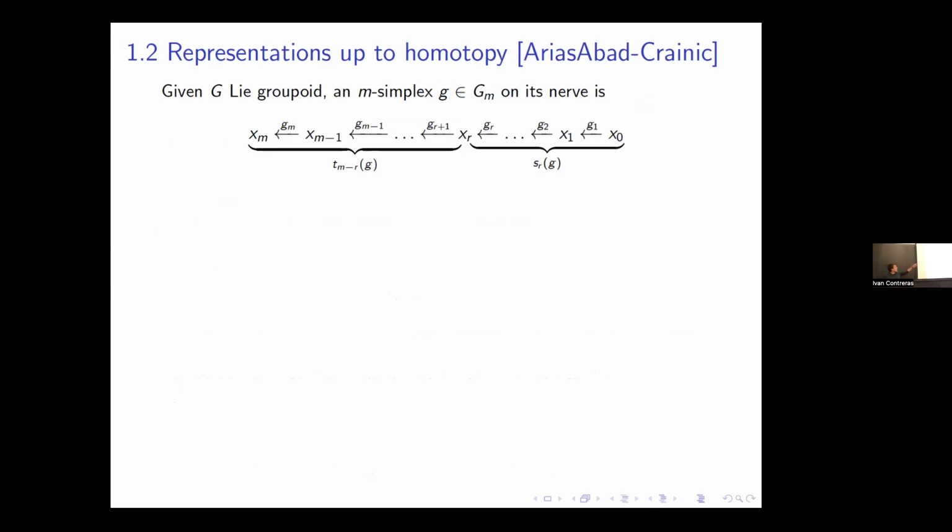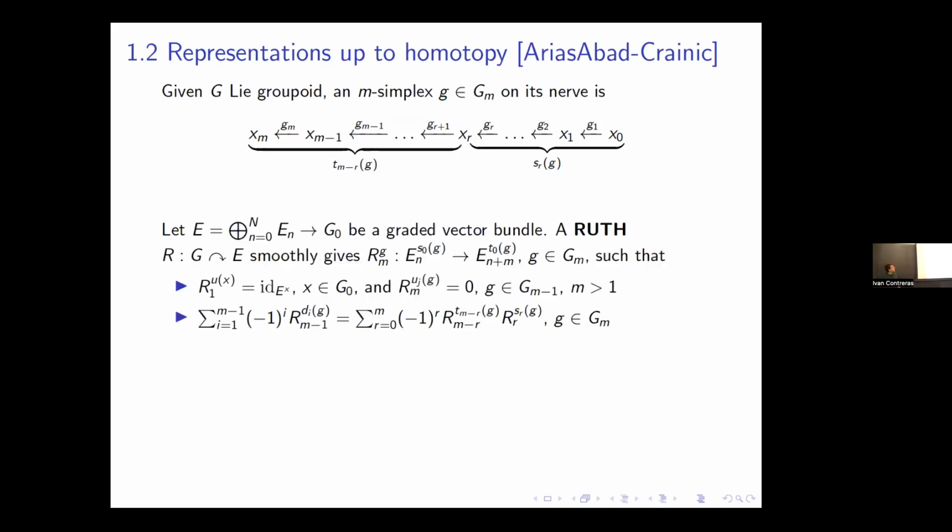This is just notation. I will, as usual, represent g, a simplex on the nerve, as a chain of composable arrows. And I will write r, t, m minus r for the first and last part. So what is a representation up to homotopy? It's a representation of a Lie groupoid on a graded vector bundle. Okay? So it gives you a sequence of operators, R_n. They have to be compatible with identities and compositions, and how.